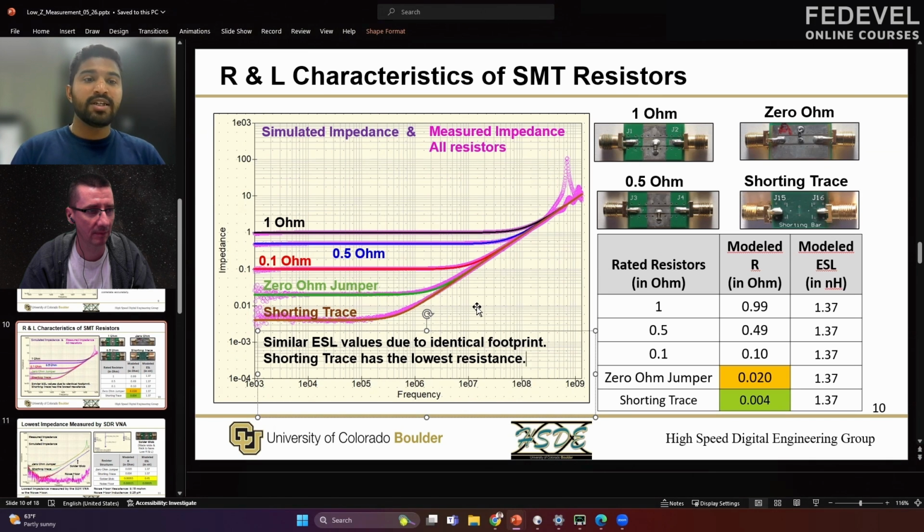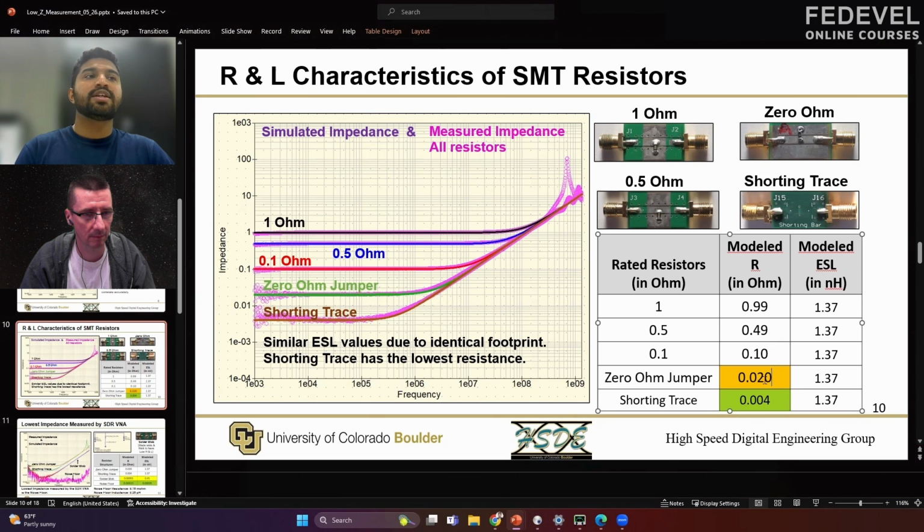And if we want to double check whether our intuition is correct, let's check what values we got when we hacked this measured data. The values that we got are giving us really good insights. So the 1 ohm gave us a value of 0.99 ohms. The 0.5 gave us a value of 0.49. The 1 ohm, which we measured earlier, gave us this value.